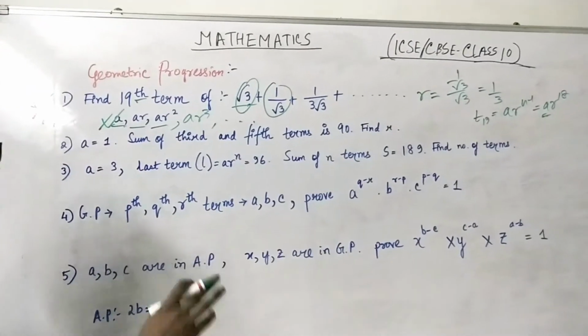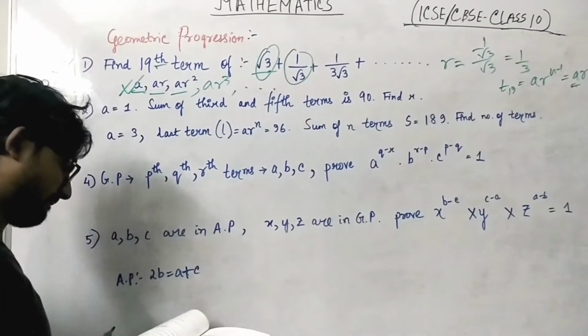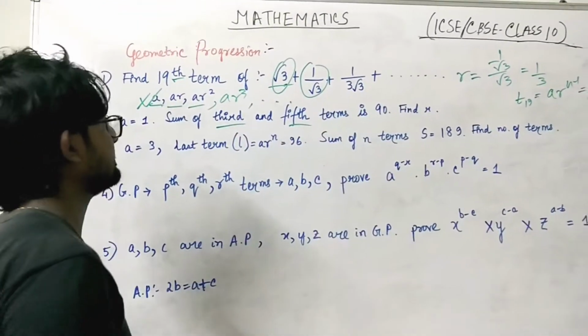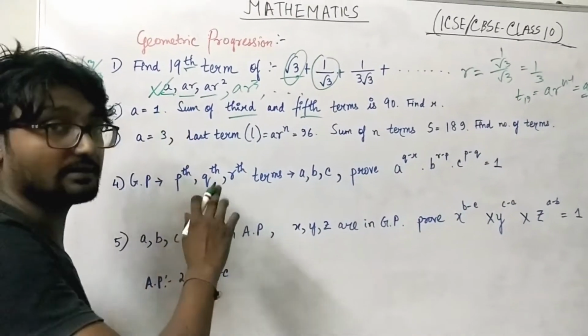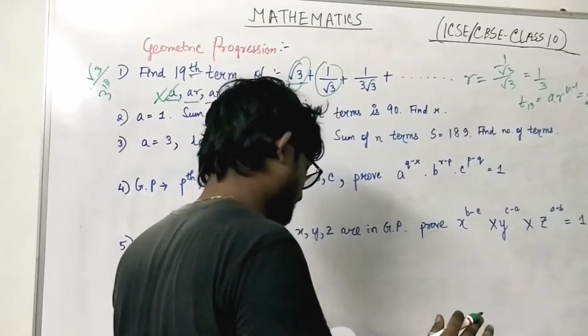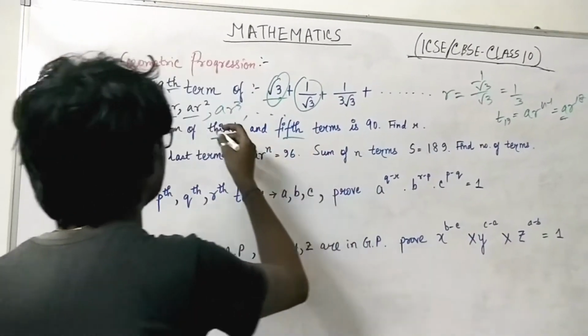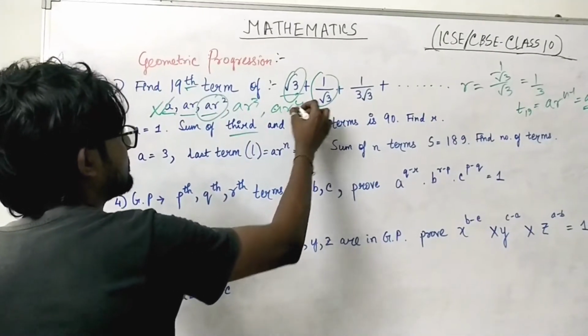Okay, now the second sum. If the first term of a GP is 1, and the sum of the third and the fifth term is 90, find R. So A is 1, the first term is 1. Then we take the third and fifth terms. The third term will be, as I told you, A R square.